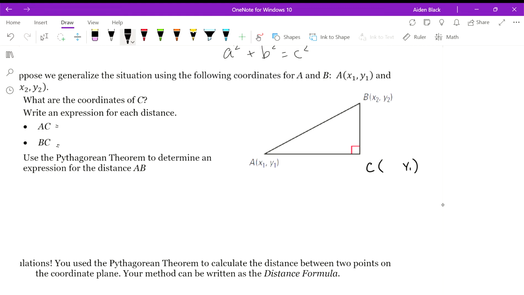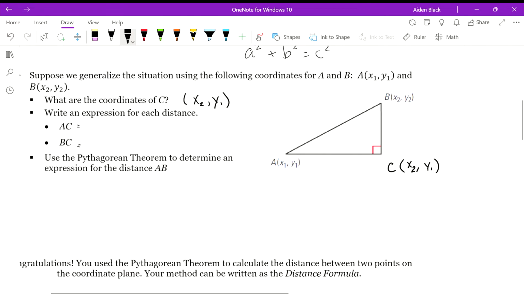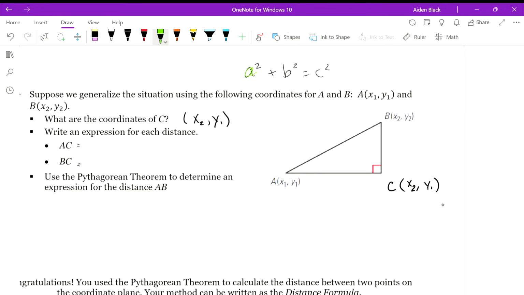But if you look at B, notice that it's completely vertical, so it's not further to the right or further to the left. Instead, it is the same x coordinate as B. So we can say the coordinate of C is x2, y1. We can write an expression for each distance. So as I showed earlier, Pythagorean's theorem, a squared plus, I'll use orange here, plus b squared equals c squared. So kind of highlight these.